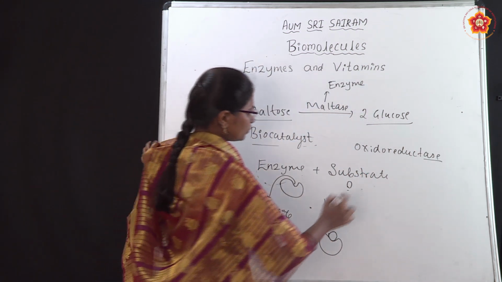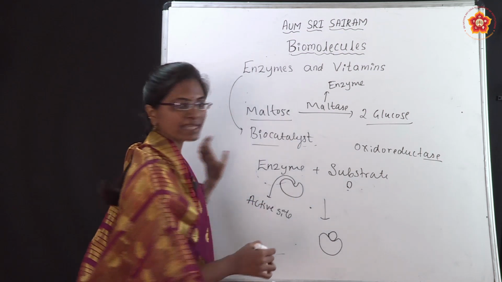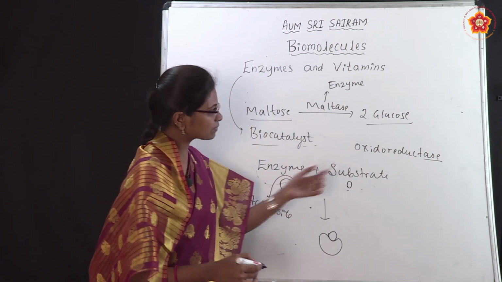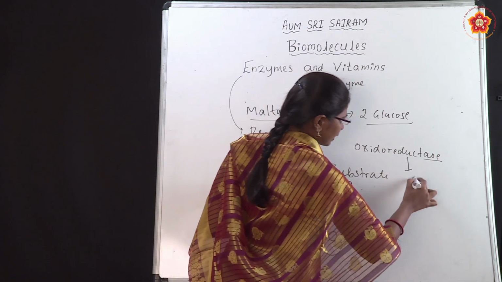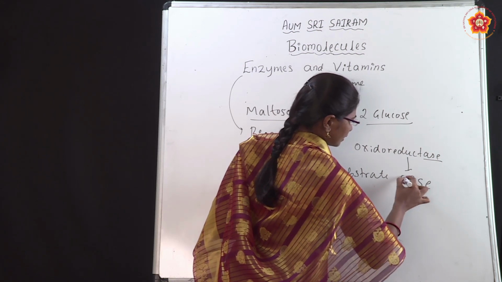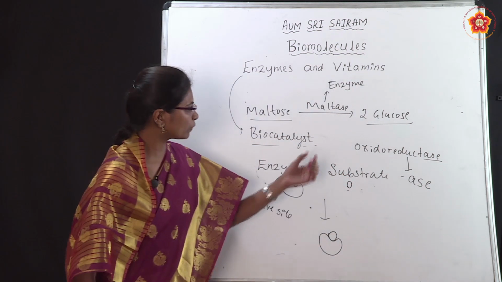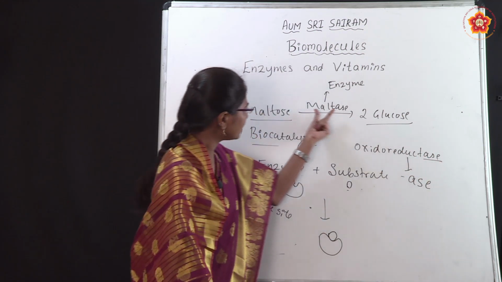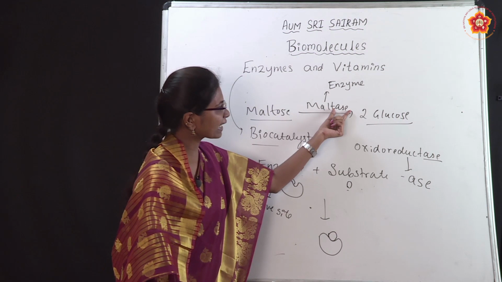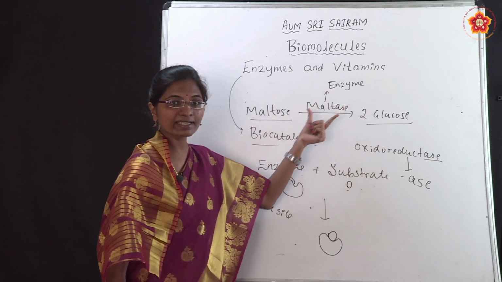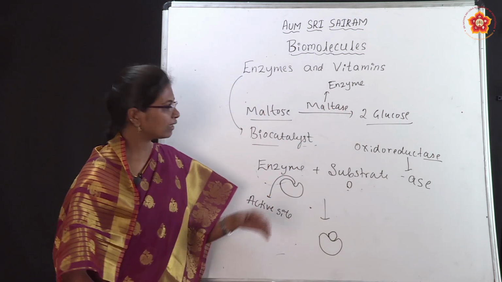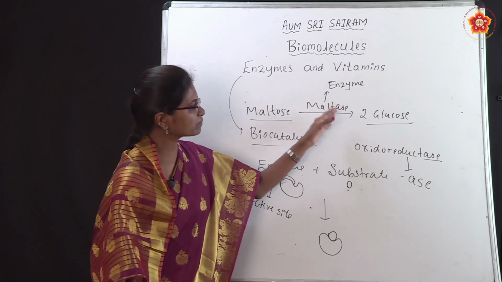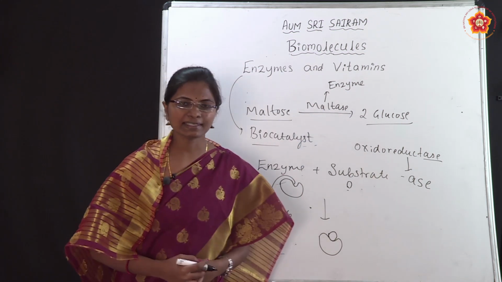Okay. So, now always remember, the names of the enzymes always end with ASE. Remember. Okay. You can see here oxidoreductase ends with ASE and even maltase ends with ASE. Like that there are so many enzymes, all the enzyme names end with ASE.